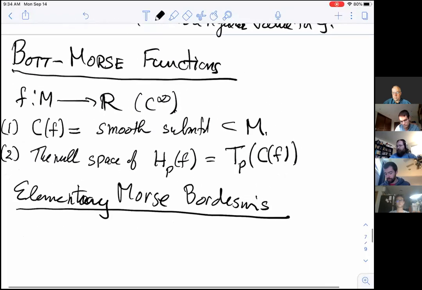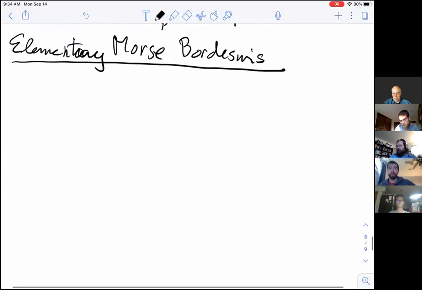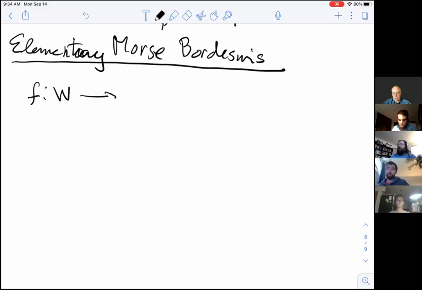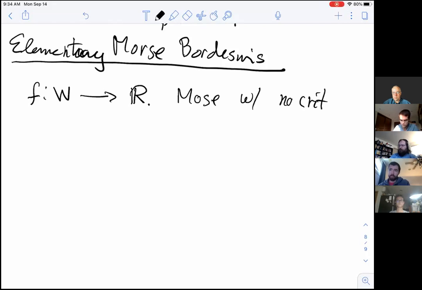Okay. So the most elementary of all Morse boardisms, these are now going to be compact manifolds with boundary and the Morse functions on them. So suppose we have a Morse function on a compact manifold with boundary, with no critical points. No critical points at all. Well, that forces W to be a compact manifold with boundary.